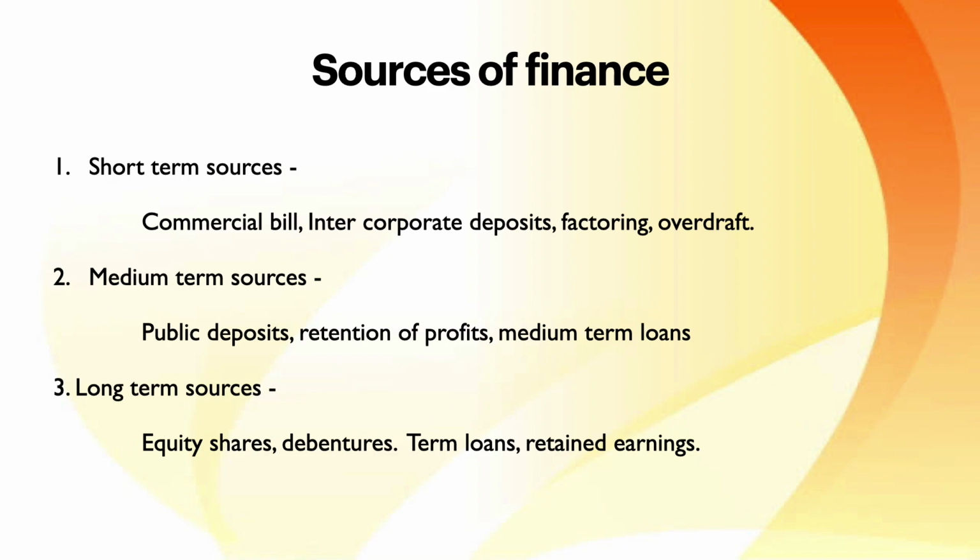Next come your medium-term sources, that's maybe 5 to 10 years down the line, or 1 to 5 years down the line of the company. Then the company can go for public deposits, or retention of profits, or you can approach a bank for a loan called a medium-term loan. Retention of profits, if you haven't known, is keeping back the profits the company has earned with itself. Basically, I'm not distributing my entire profits to my equity shareholders in the form of dividends, but only a part of it; a part I will retain with myself.